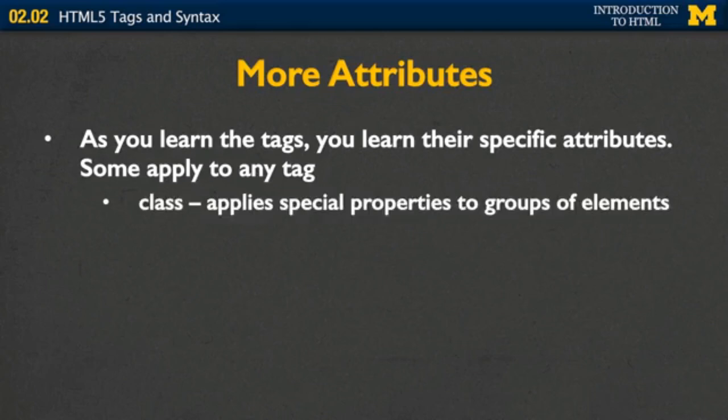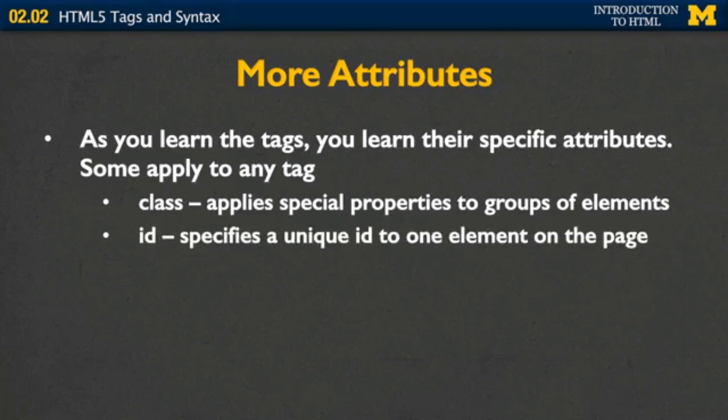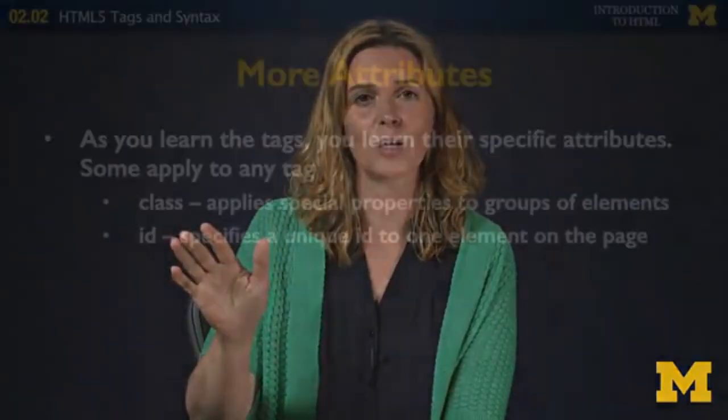All right? The first is, well, the class attribute. What it does is it applies special properties to groups of elements. We'll use that later when we want to say, hey, we want to style all these pictures perhaps as thumbnails. IDs specify a very unique ID to just a single element on the page. And you're going to want to do this if you want to link back to it, if later you want to apply JavaScript to it. But ID says, hey, this is a special part of the page. You're not going to find anything else like it.